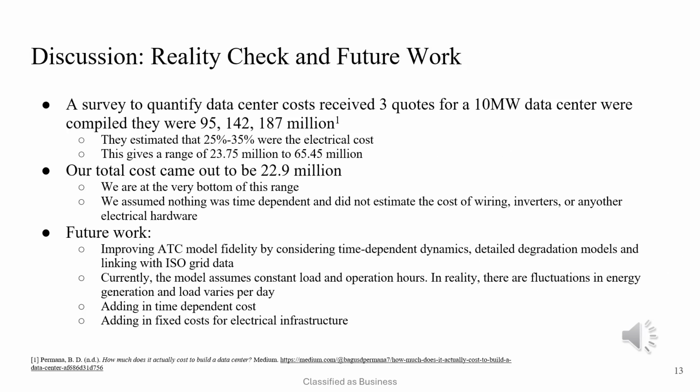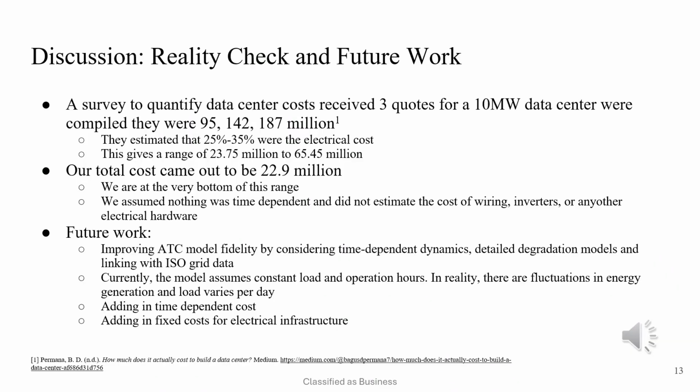We compared our results with real-world data center cost and found that our estimate of 22.9 million is on the lower end of the typical expected electrical system cost. From literature, we found that 25 to 35% of the total cost is attributed to electrical systems, which is roughly 23 to 65 million. The results generated from our model represent the idealized lower bound. Primary reasons are the assumptions made, like constant load, and not taking into consideration the infrastructure cost.